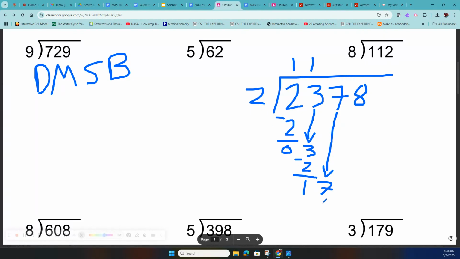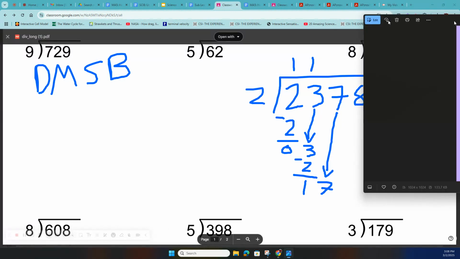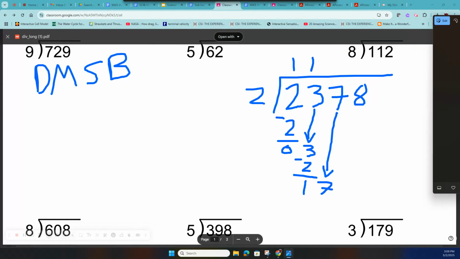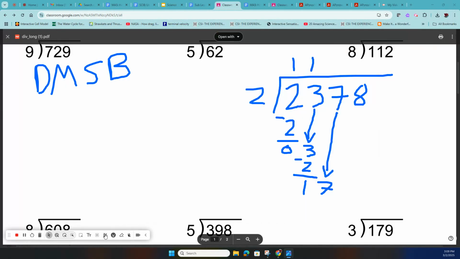2 fits into 17, I'm not sure. Let's use the old multiplication chart. We'll count by 2s. 2, 4, 6, 8. And I'll stop when I get over 18. 10, 12, 14, 16, 18. Okay, so that's too far. I'll go back one. So 2 can fit into 17 8 times.